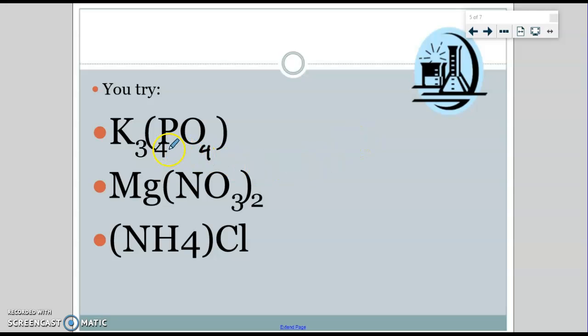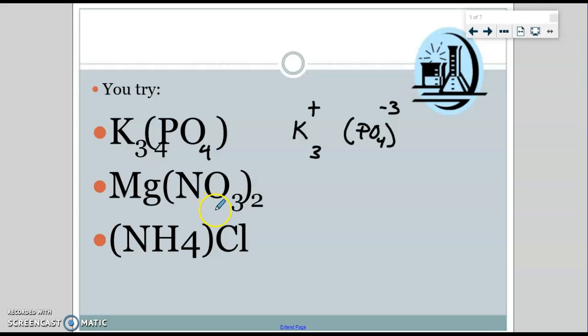So when we look at this, K3PO4, well, potassium we know is in the first column, so it should have a +1 charge. And this PO4 is that phosphate ion that had a -3 charge, which is why it takes 3 potassiums to balance out one of these.